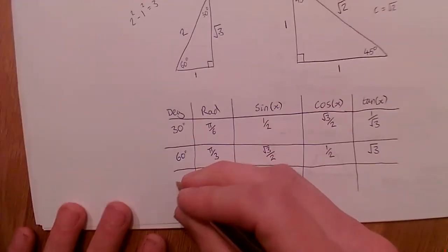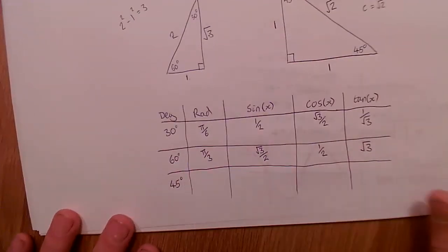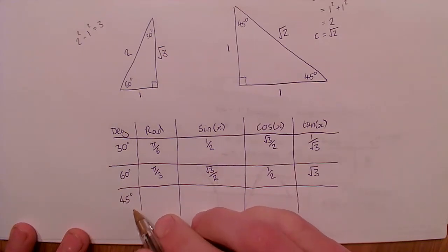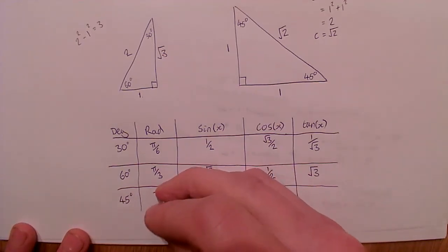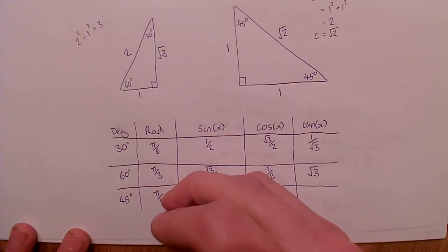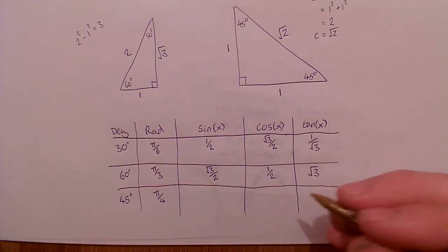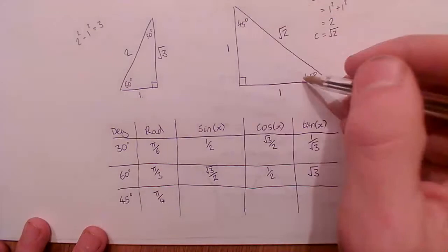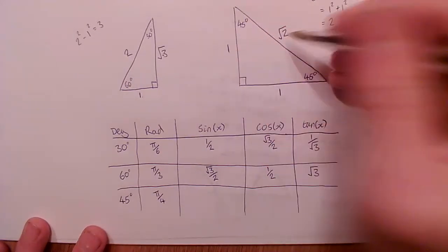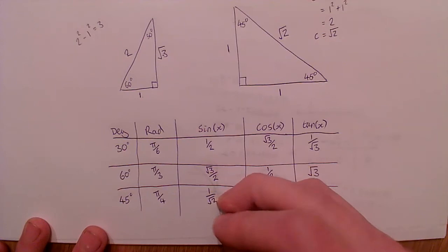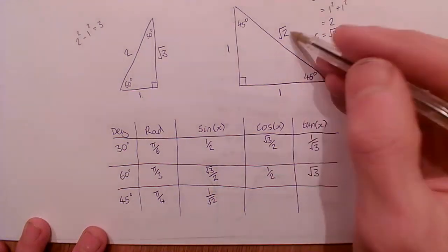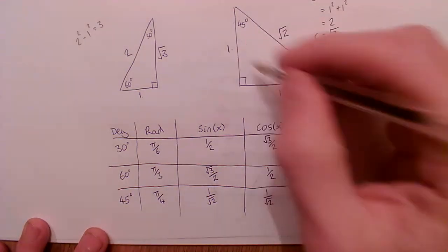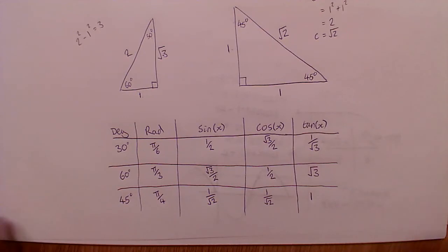Again, we can now add it into our table, this time with 45 degrees. 45 degrees is a quarter of 180 degrees. So 180 degrees is pi, a quarter of it is pi over 4. Looking at our triangle, sine of 45, and it doesn't matter which 45 you use, you'll get the same answer. Sine is opposite over hypotenuse, so 1 over root 2. Cos is adjacent over hypotenuse, that is 1 over root 2. And finally, tan is opposite over adjacent, that's just 1 over 1, or 1.